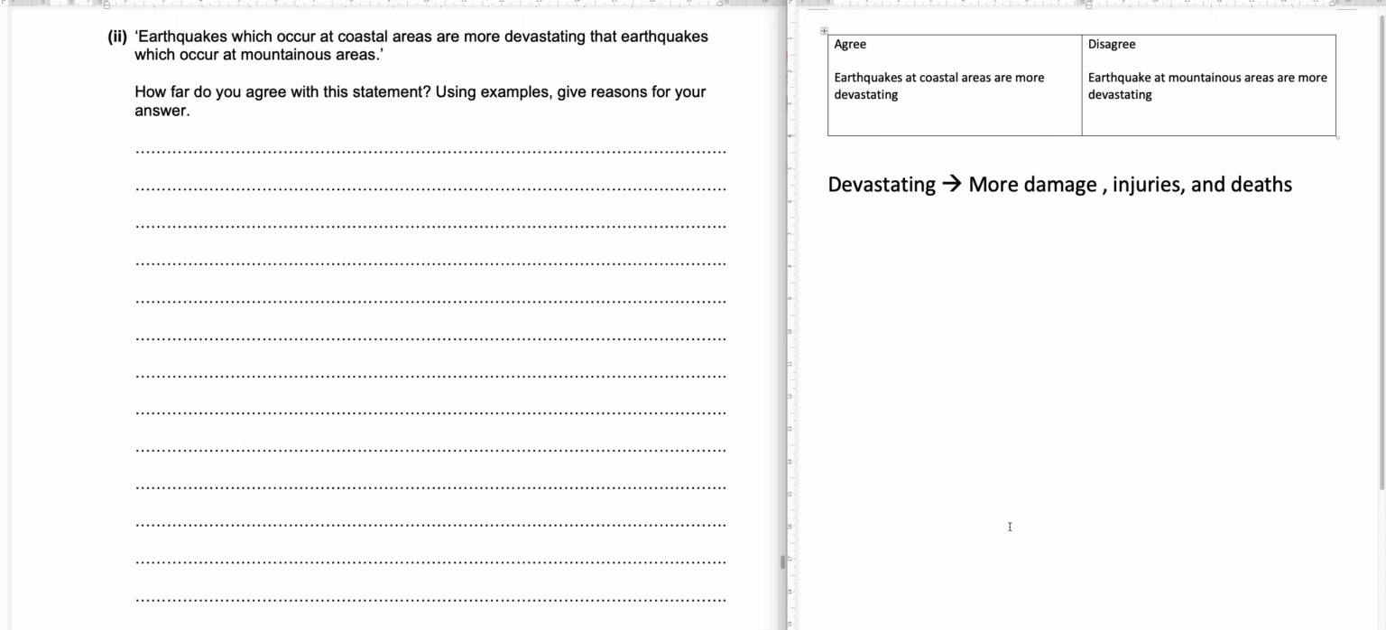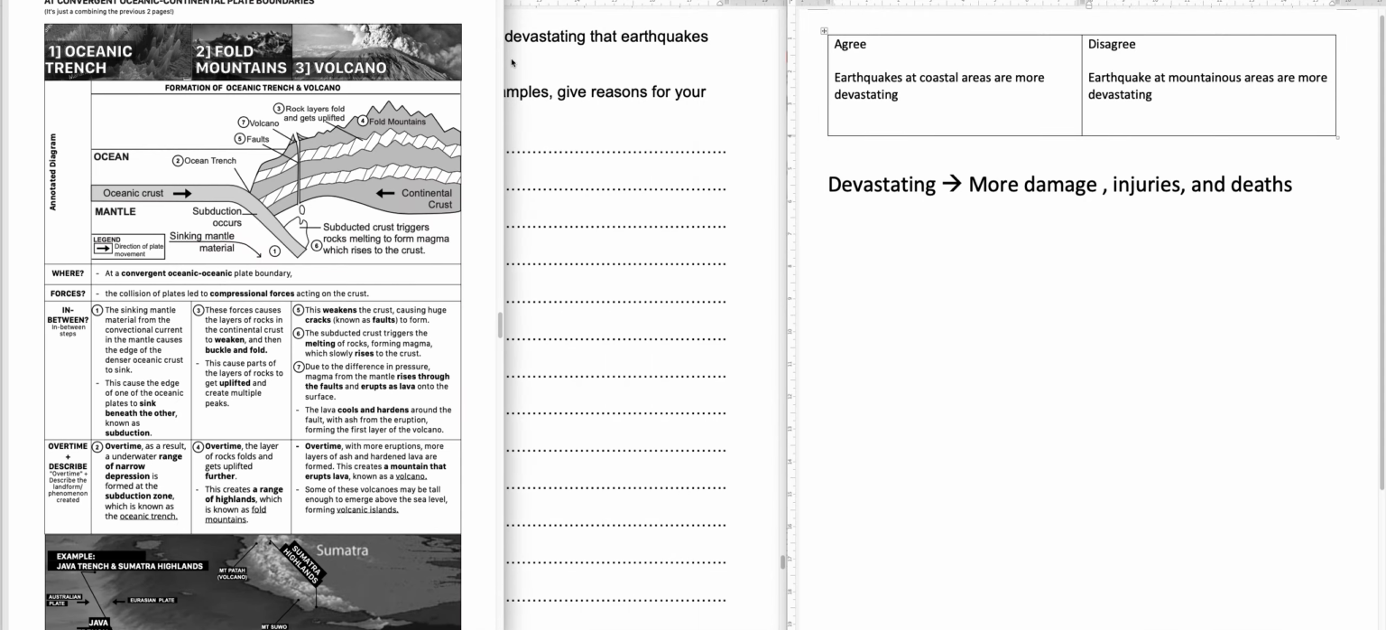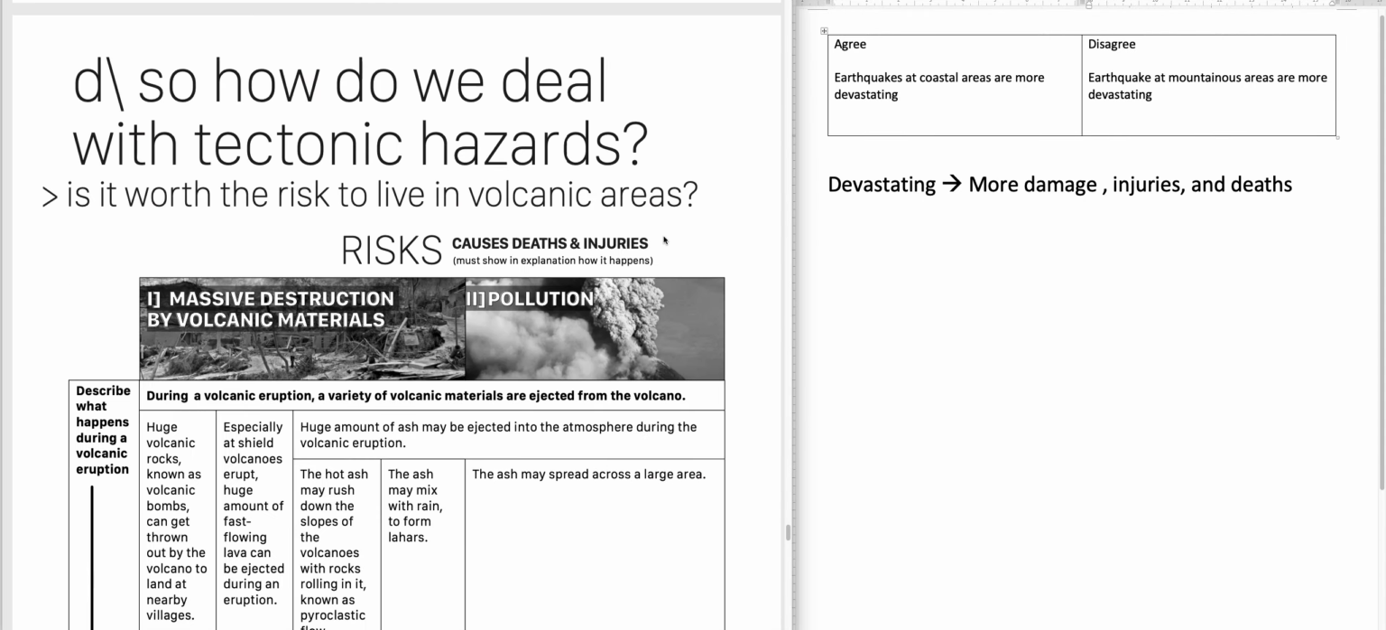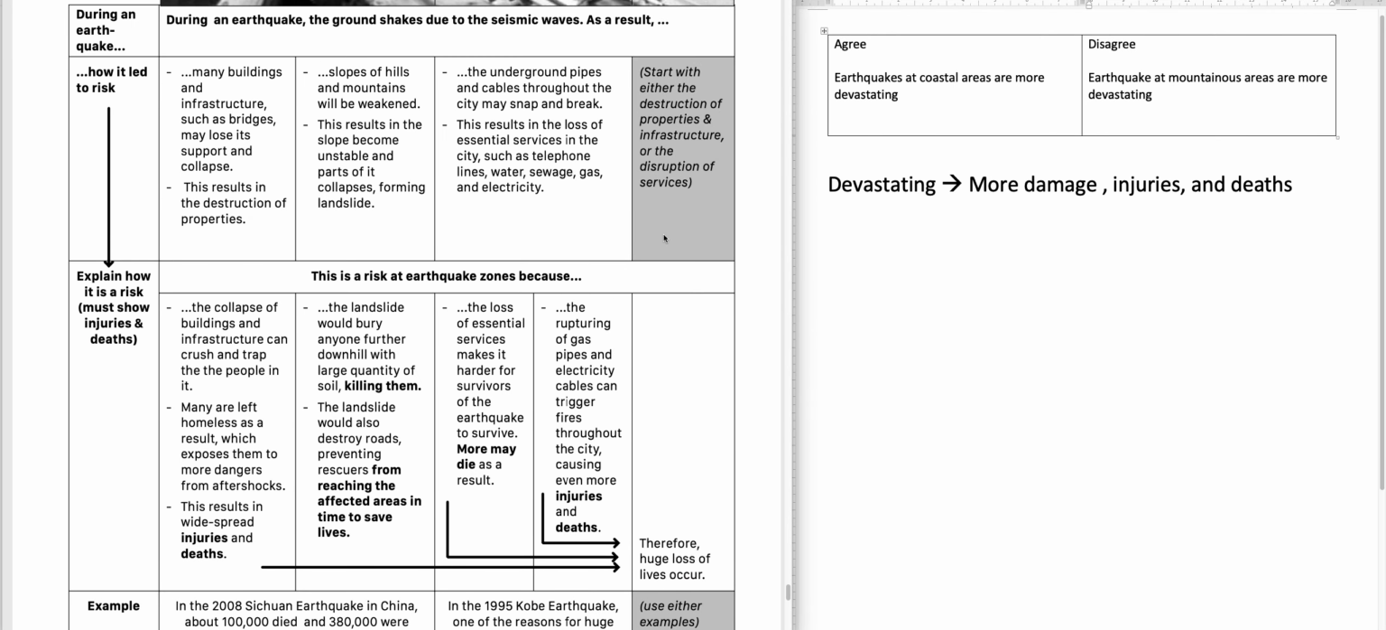So what are they asking us? They're asking us how earthquakes are damaging, and we need to classify which are the ones that affect more only at coastal areas, and which are the ones that are more at mountainous areas. If you look at your notes for plate tectonics, let's go to the last part. What are the risks of living at earthquake areas?